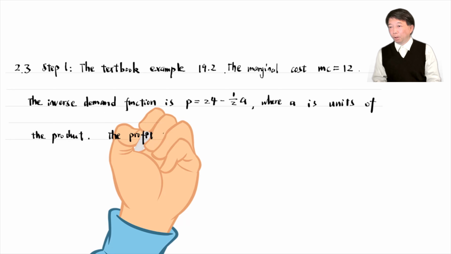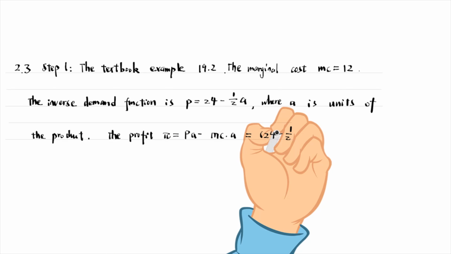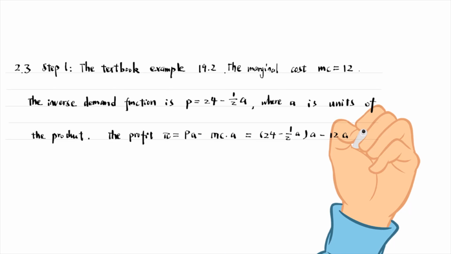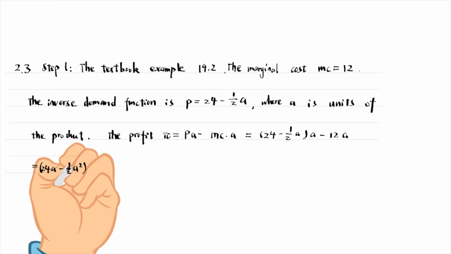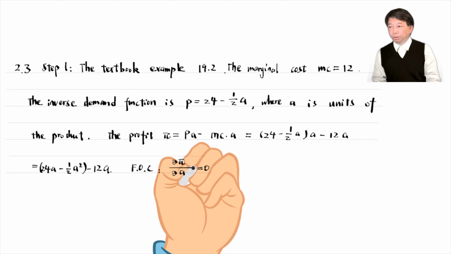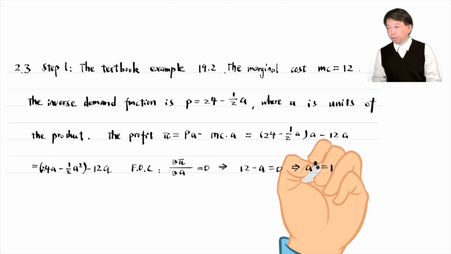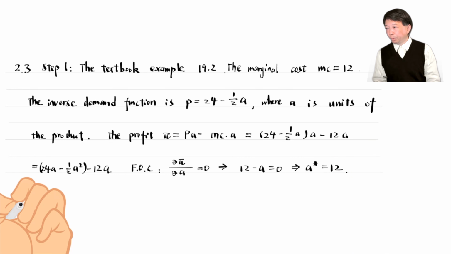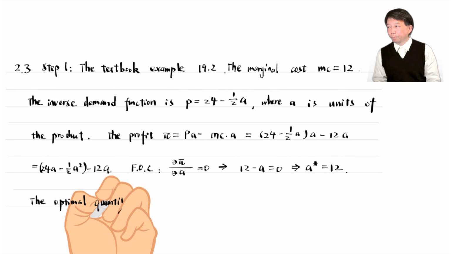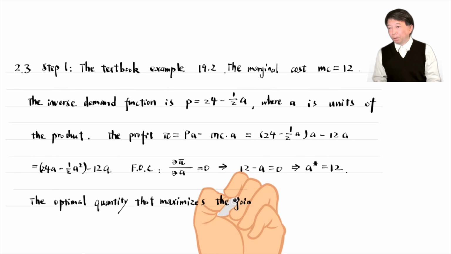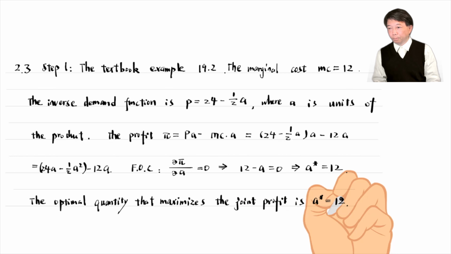We write the profit function. The first order condition for a maximum profit leads to the optimal units of production, 12, and the maximized profit, 72.